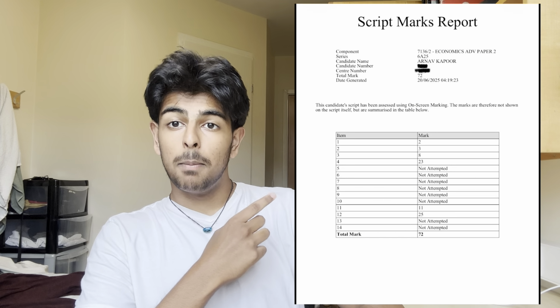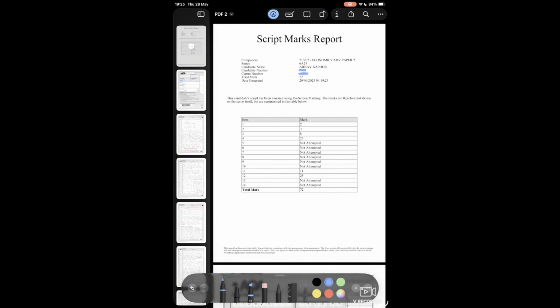my highest paper, macro, paper 2. So what I'm going to do today is walk you through my entire essay, how I got a perfect essay, 25 out of 25 in AQA economics, and just what you should be doing to be better in this. So let's get into this. Okay, let's get into it.